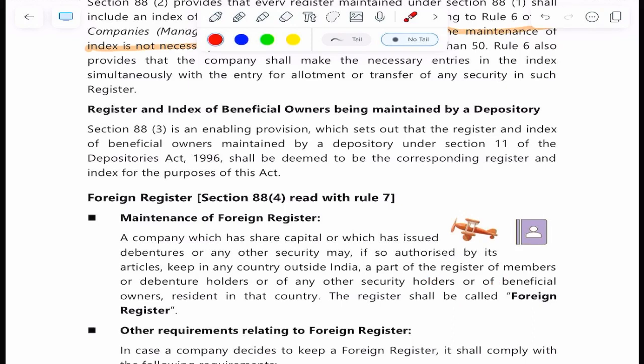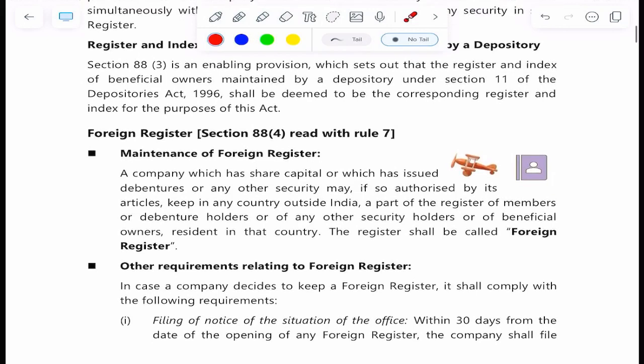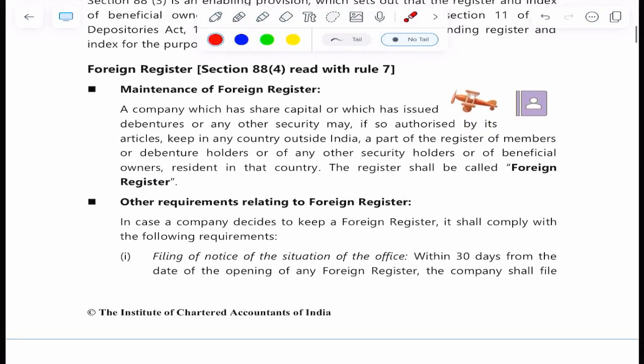Section 88(3) is an enabling provision which sets out that the register and index of beneficial owners maintained by a depository under Section 11 of the Depositories Act 1996 shall be deemed to be the corresponding register and index for the purposes of this Act. Foreign register, Section 88(4) read with Rule 7.